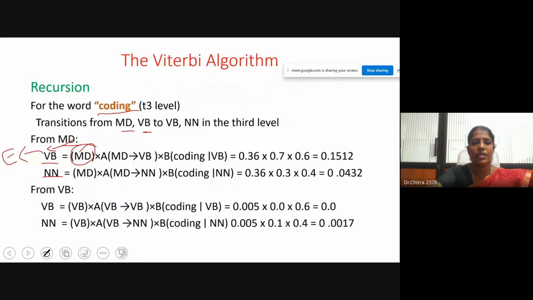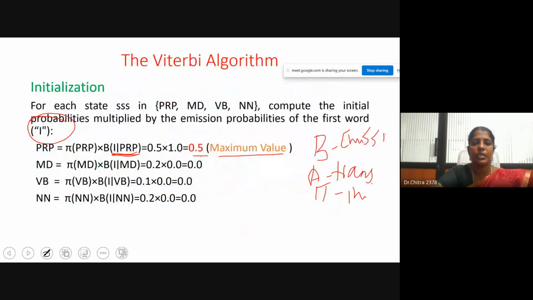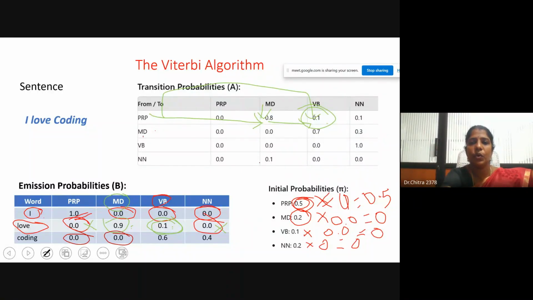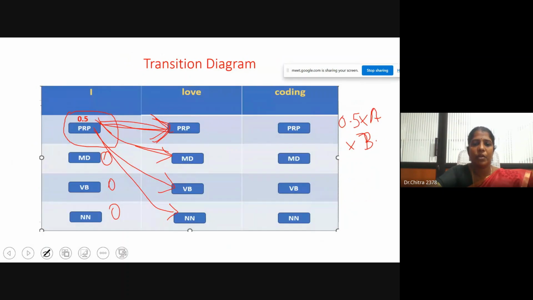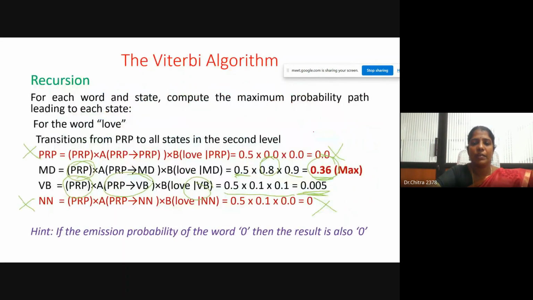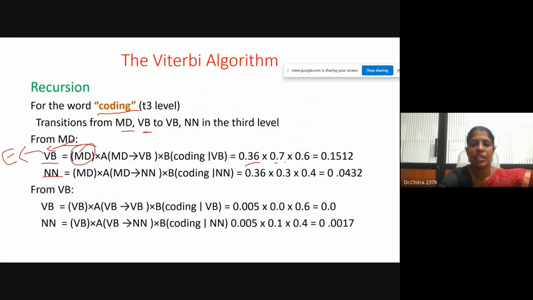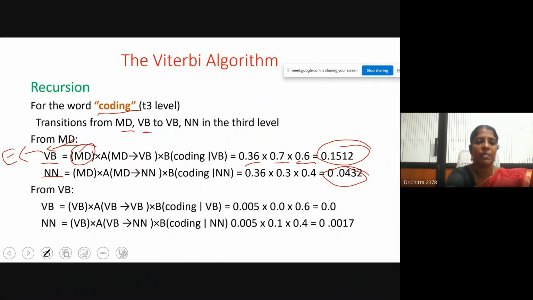So 0.36 times the MD to VB transition. What is the probability of MD to VB? It is 0.7. Then 0.7 times the emission probability, which is given as 0.6, and you get this value. In the same manner, calculate MD to NN and find all the values. So from MD to VB and MD to NN, these two are the values.